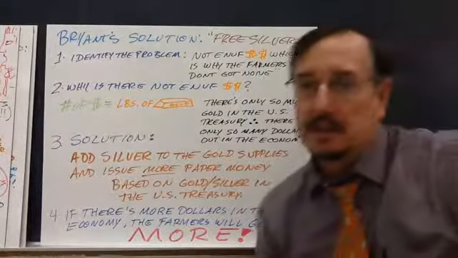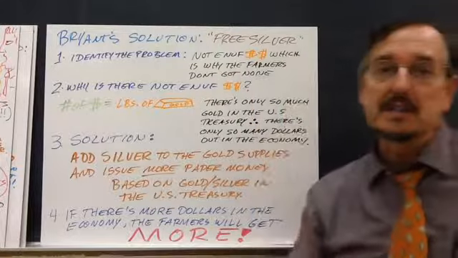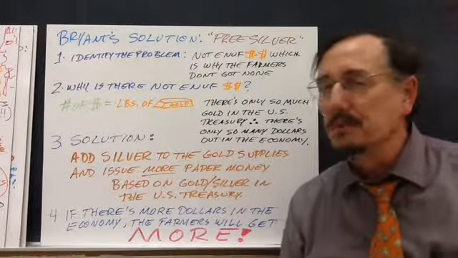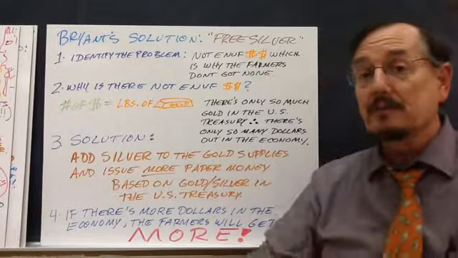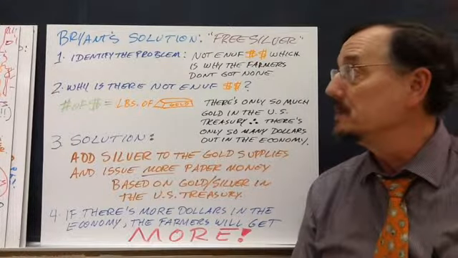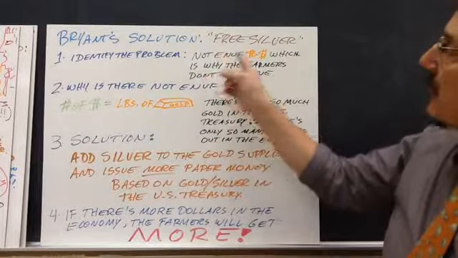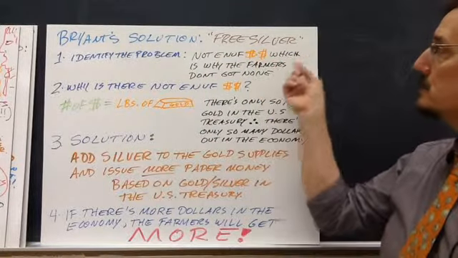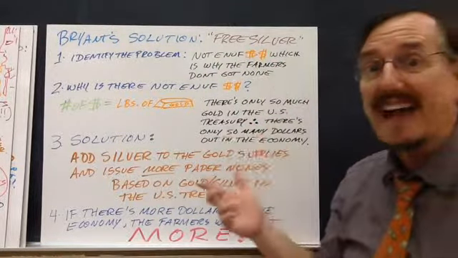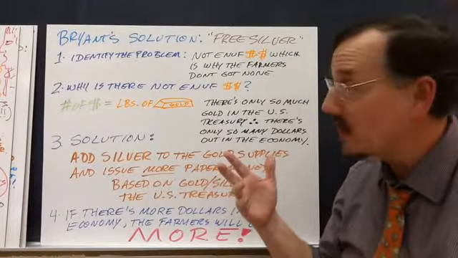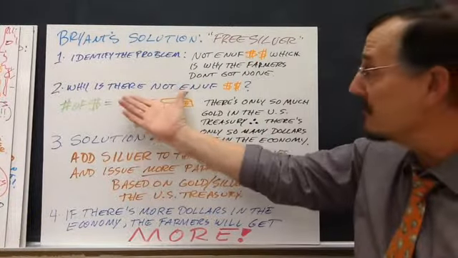Bryant had a solution, something called free silver. Now, it's not like they were going to give silver away for free. They were going to free up silver so that it could be used. Now, step one, identify the problem. There's not enough money, which is why the farmers don't got none. That's what they thought. Why is there not enough money?